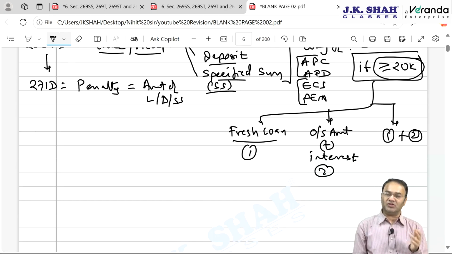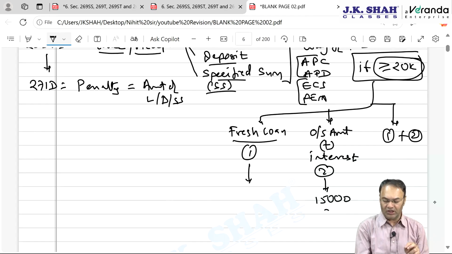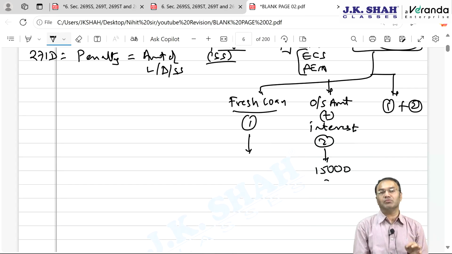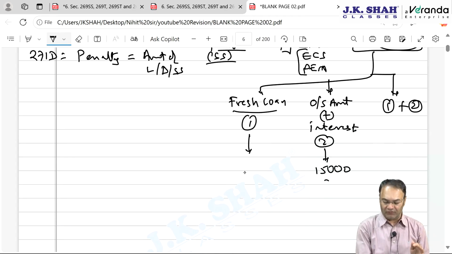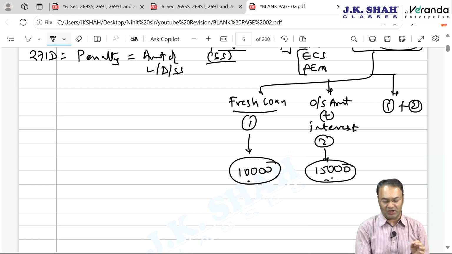That means fresh plus outstanding. So if I take 3,000, I have taken a 15,000 loan from you earlier in cash. What was the mode of the earlier transaction? That is immaterial. Fresh loan is 10,000. Fresh is also less than 20,000. Outstanding along with interest is also less than 20,000. But fresh plus outstanding combined together is 25,000.